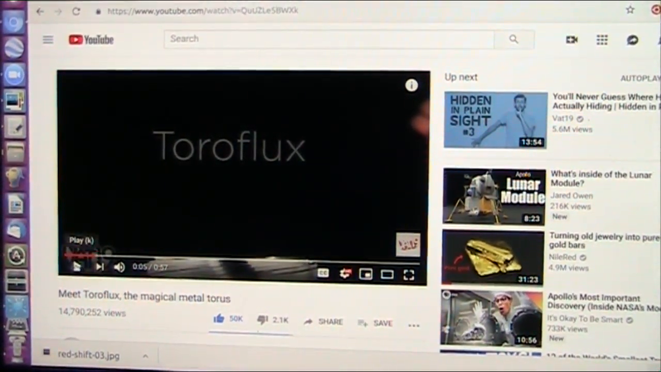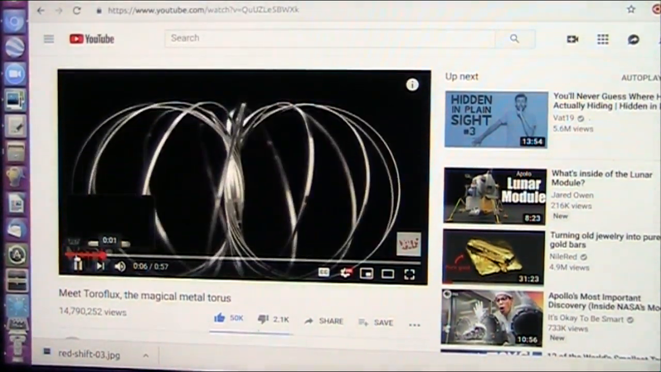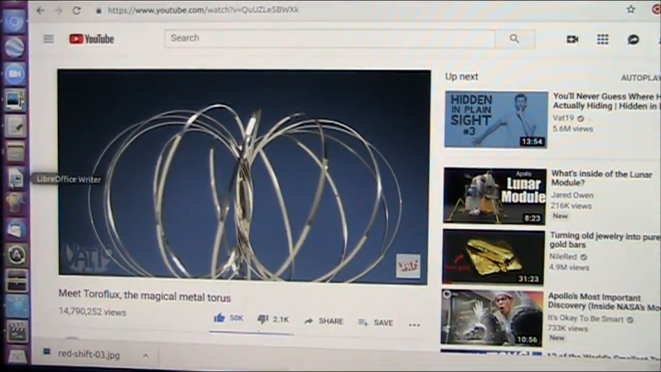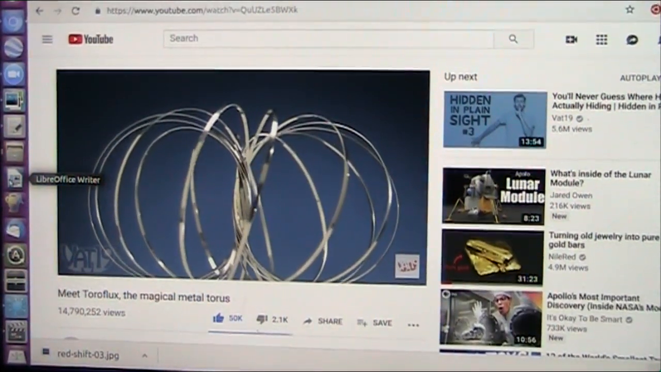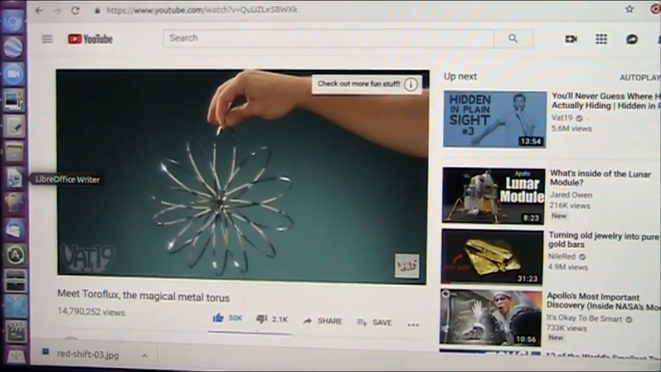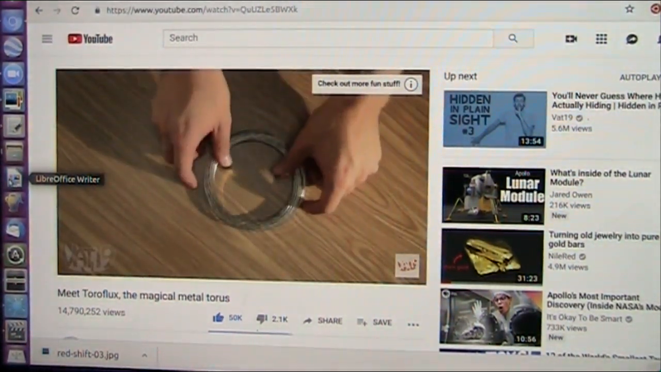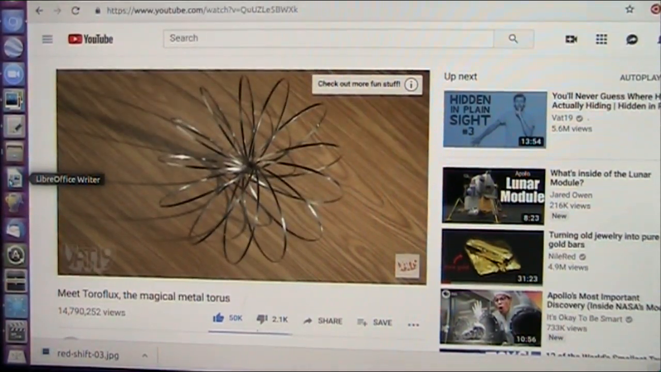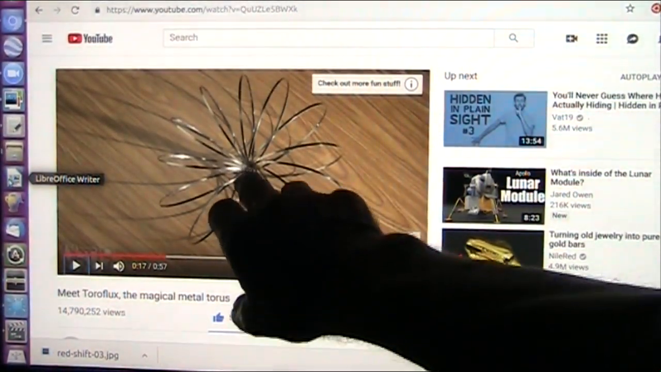And I'm going to let him show you what it's about. Introducing the amazing Toroflux, a tactile toy made from a single band of metal. Think of it as a slinky in the fourth dimension. Toroflux's spiraling band loops back on itself.